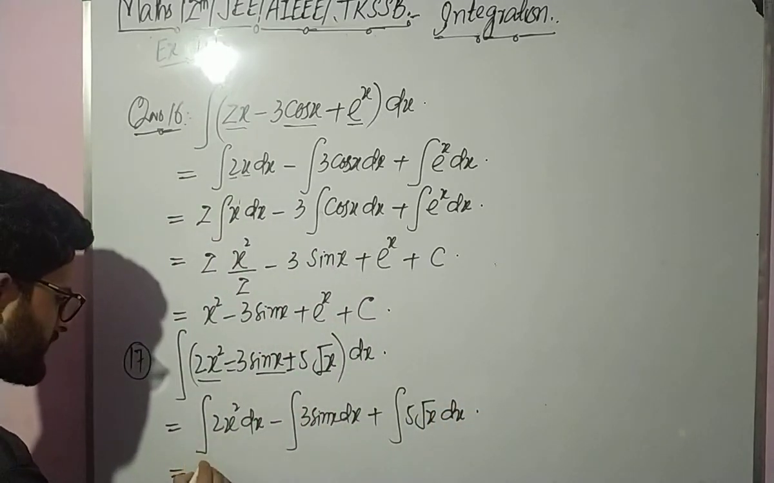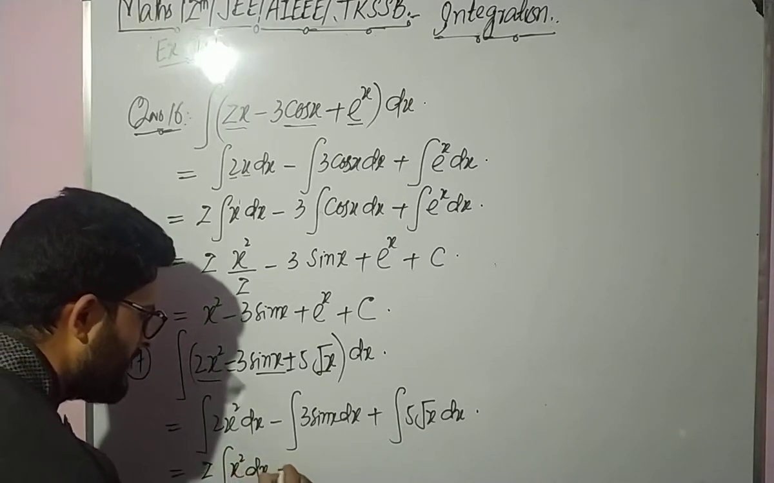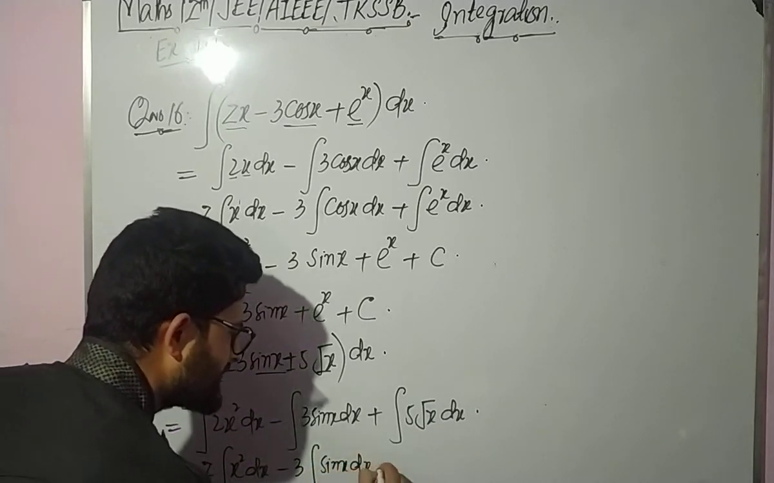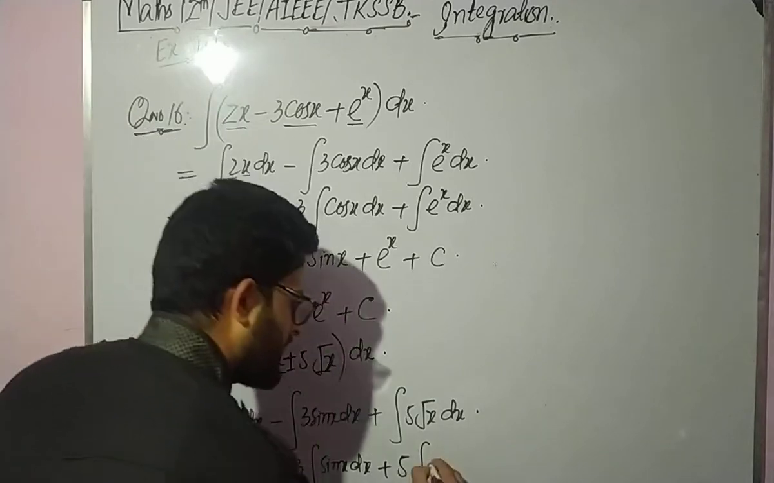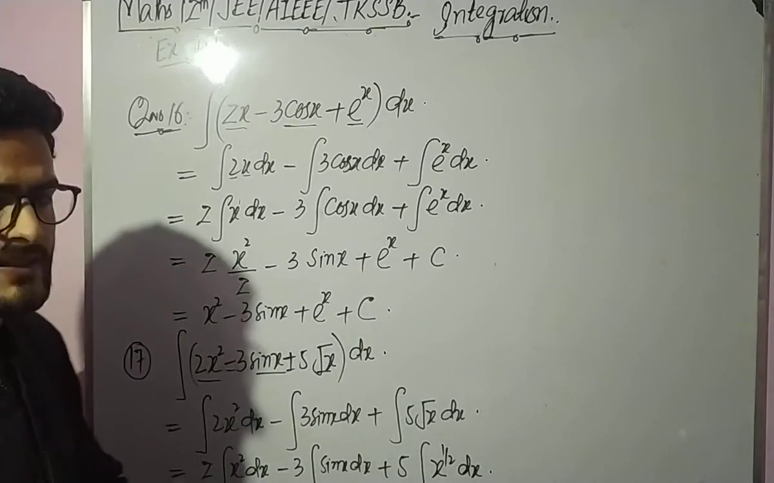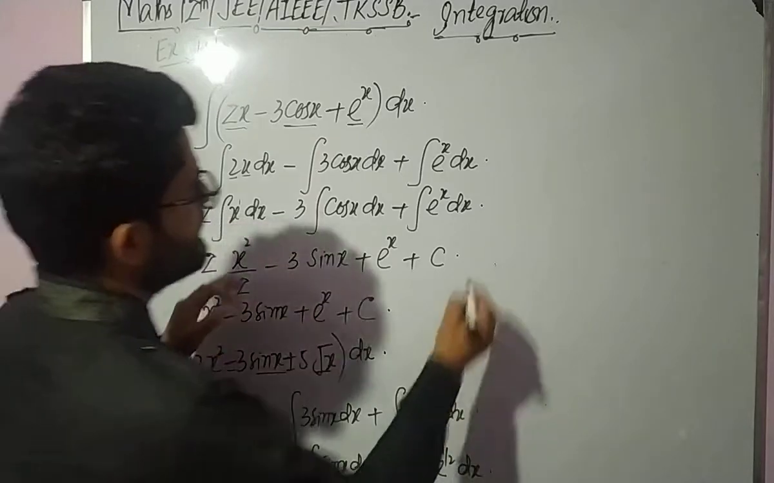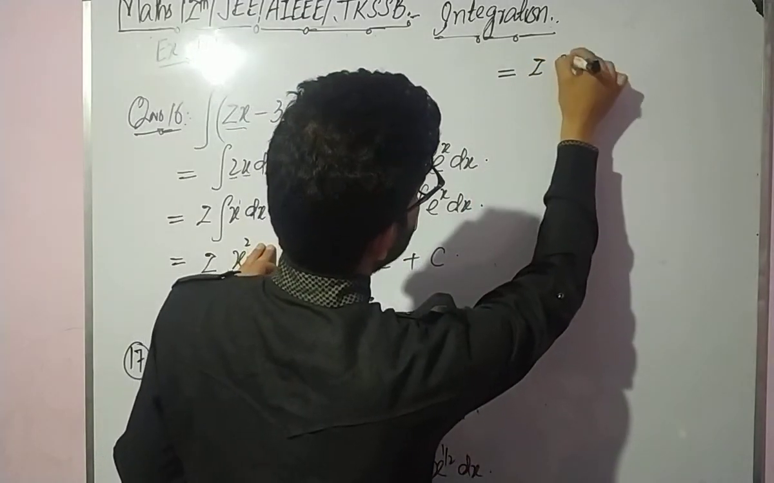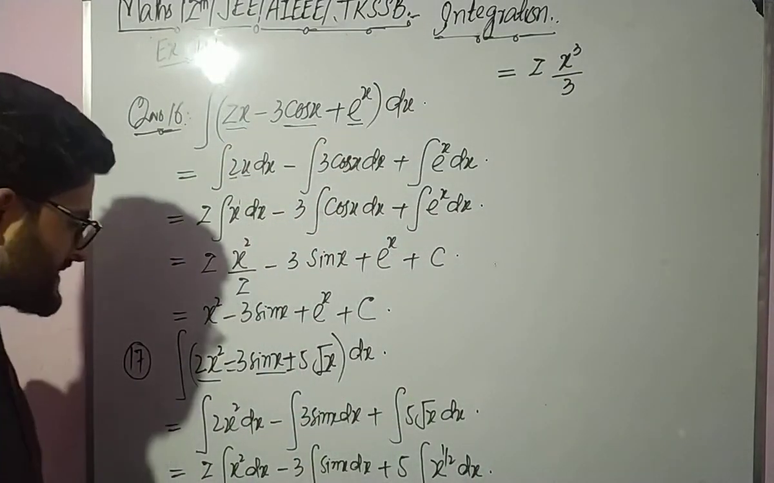This can be written as: 2 is a constant, will come out of the integral, so 2 times integration of x square dx, minus 3 is again a constant, will come out of the integral, so integration of sin x dx, plus 5 is a constant, will come out of the integral, so integration of square root x, which can be written as x raised to power 1 by 2 dx, because square root means raised to power 1 by 2, the exponent of x is 1 by 2. So this can be further written as 2 is 2. Integration of x square must be equal to x cube divided by 3 by the power rule, power plus 1 whole divided by power plus 1.